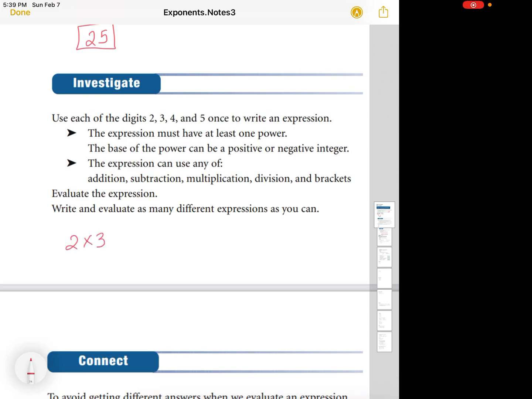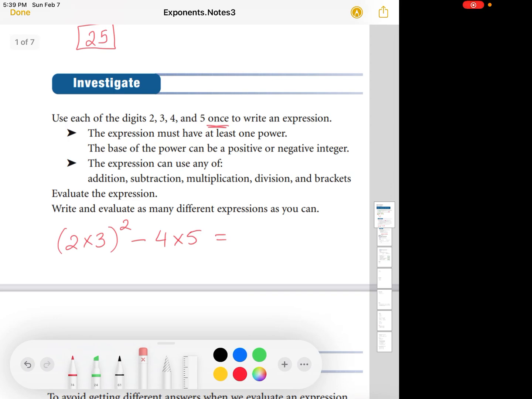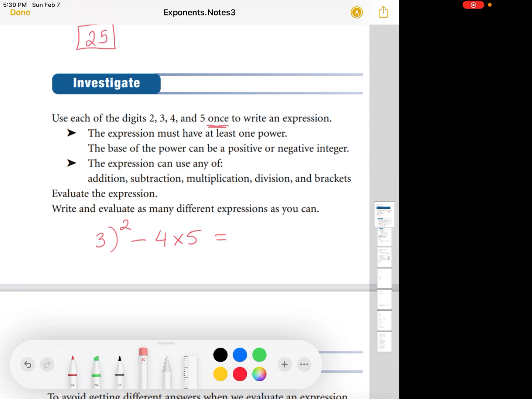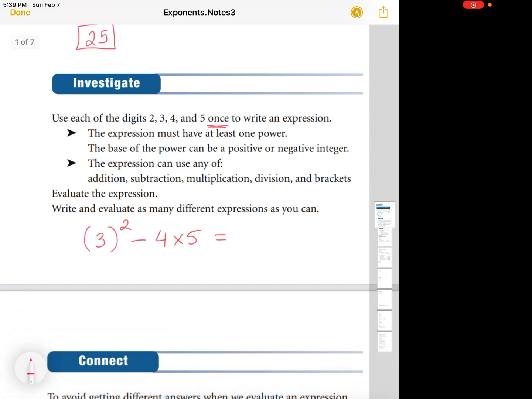questions. I could go 2 times 3 in brackets to the power of 2 minus 4 times 5, and then find my solution. So play around with those. It says each once, so I actually can't use this 2 twice. So I can do it like this. Yes, so I only use the 2 once. So 3 to the power of 2 minus 4 times 5.